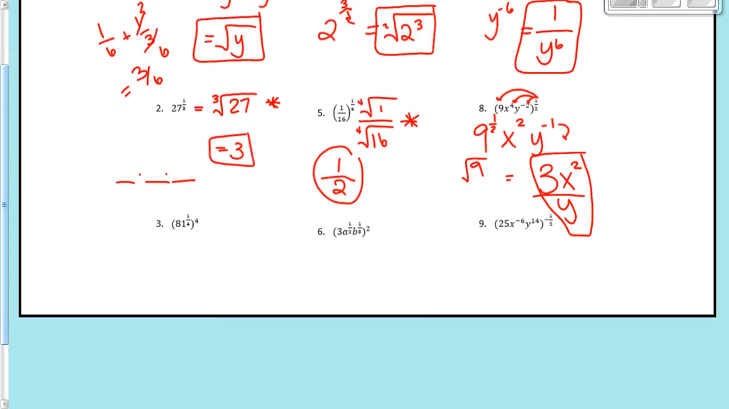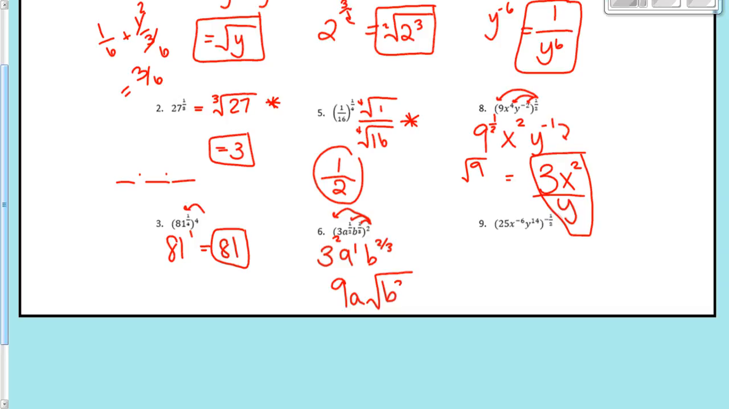Number 3, again, we just multiply these exponents. So I've got 81 to the 1. 4th of 4 is just 1. 81 to the 1 is just 81. Number 6, I'm going to put this exponent on all of them. So I've got 3 to the 2, 3 squared, a to the 1, because a half of 2 is just 1, and then b to the 2/3. Okay, well, 3 squared is just 9, a to the 1 is just a, b to the 2/3, I now know that that means b squared with a cube root on it. That'd be my answer there.